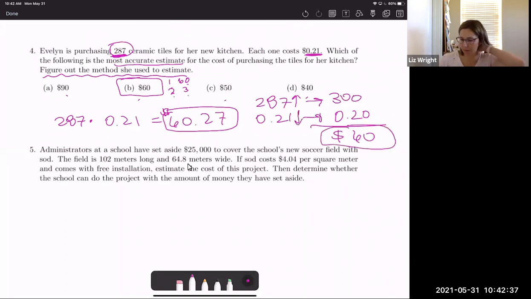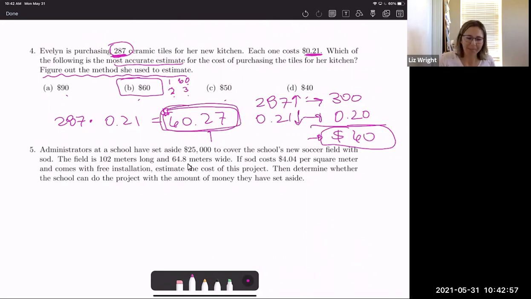Now, if you look at this, this estimate was a little bit low compared to the actual, but again, we're thinking about the scenario. If we're just asking about how much did I spend on those tiles, it would be close to 60 bucks. And I would agree, that is close to 60 bucks.